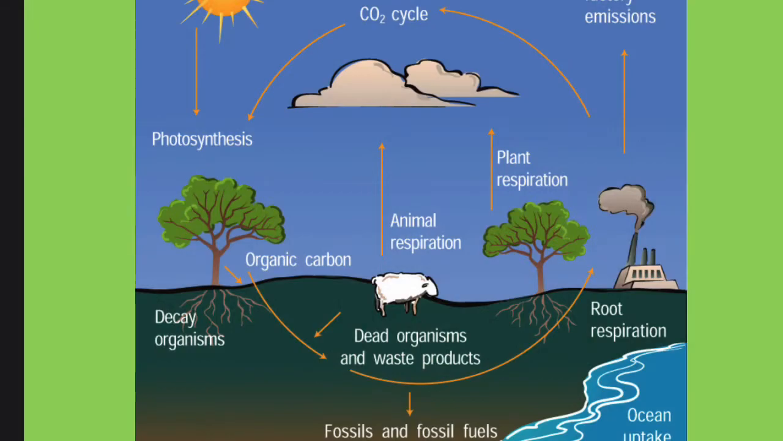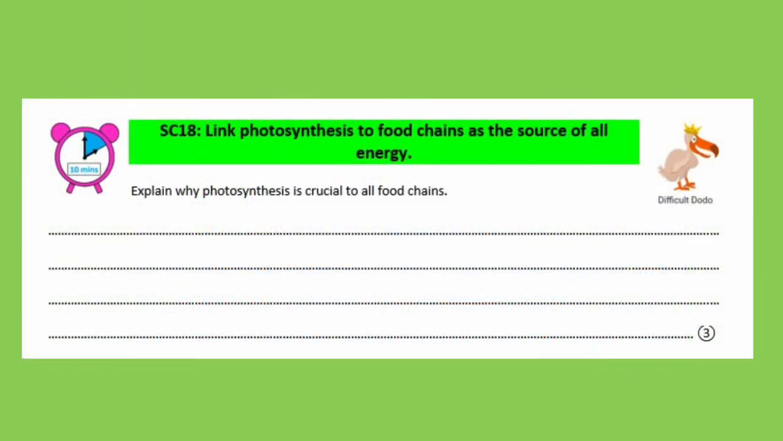So let's just quickly link this to the carbon cycle. You can see here that photosynthesis on the left is part of the carbon cycle, and animals eating plants is also part of the carbon cycle. See if you can now answer this question. Please use 3 bullet points.